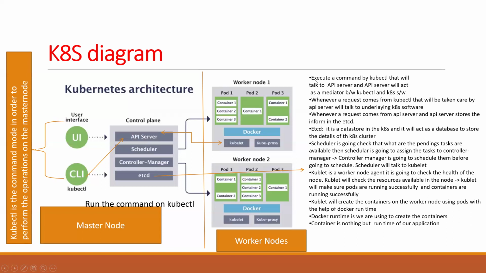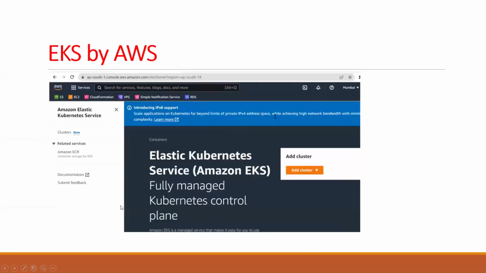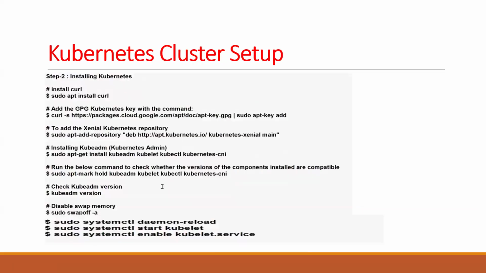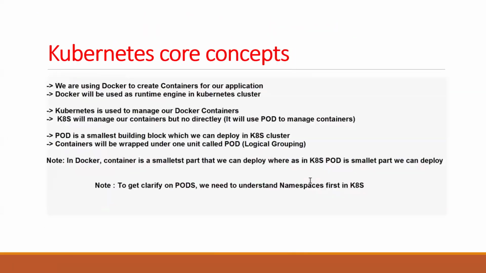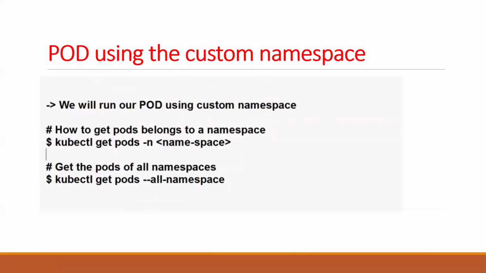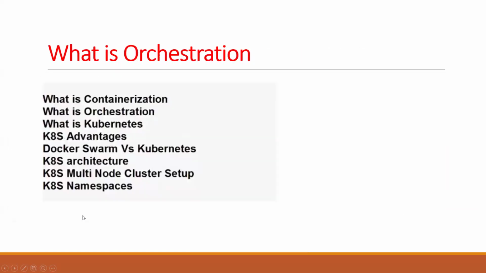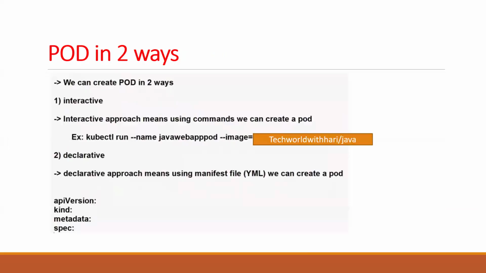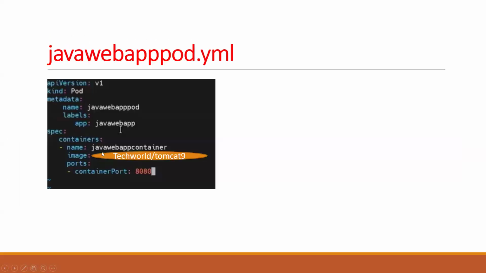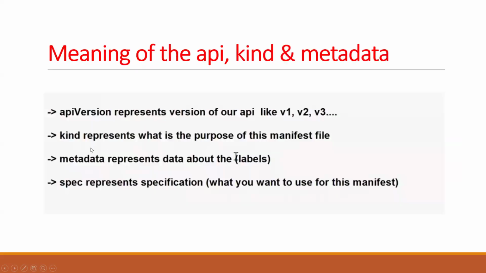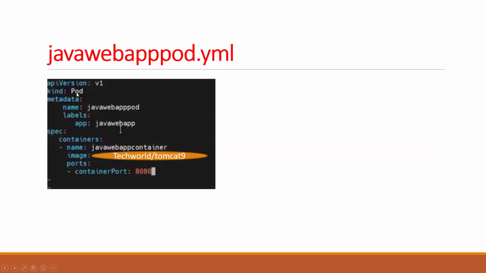So the API server executes a command by kubectl apply. For example, this is your YAML file, guys. So you want to create a pod in the worker node.